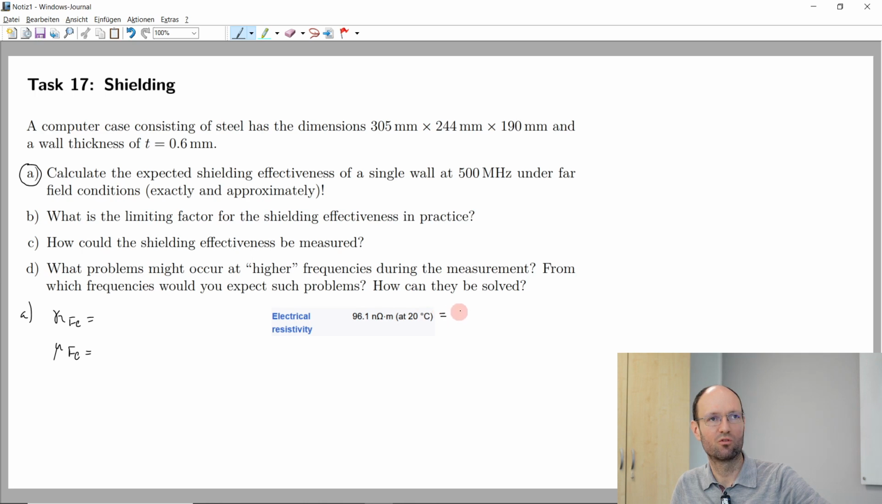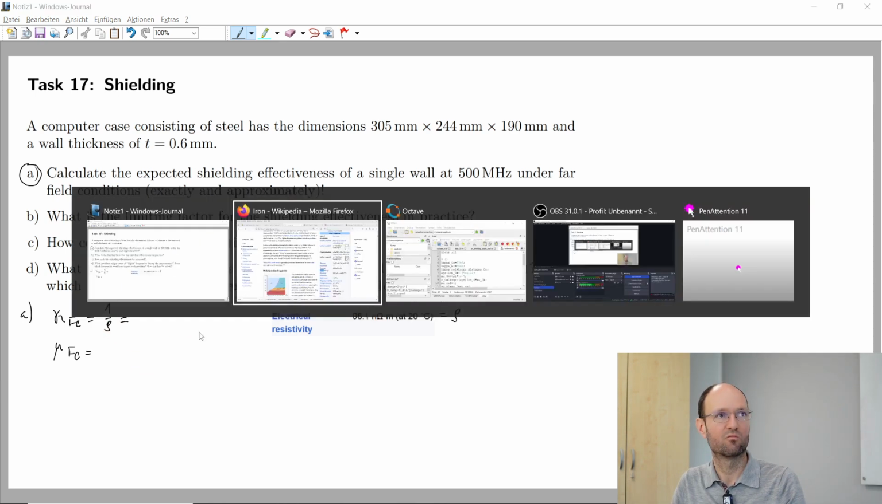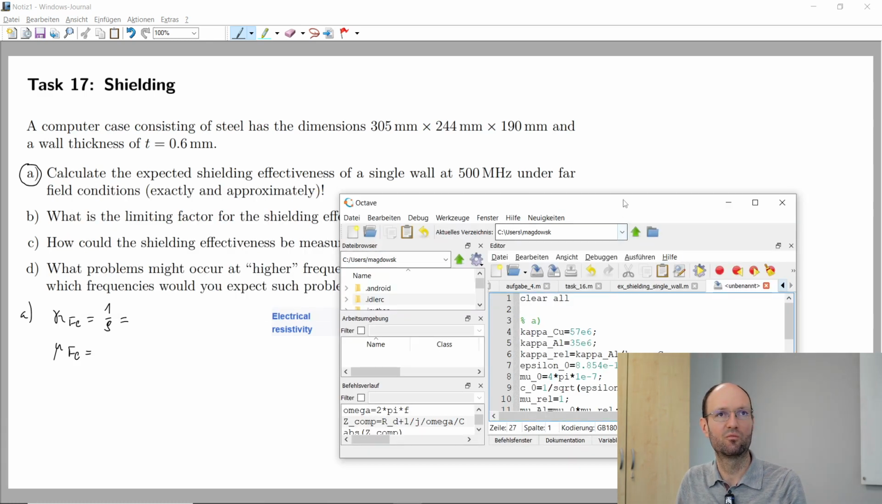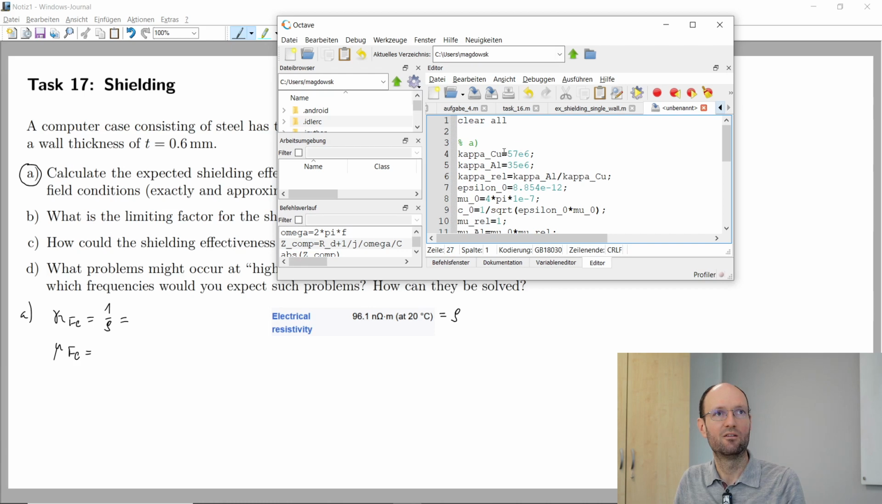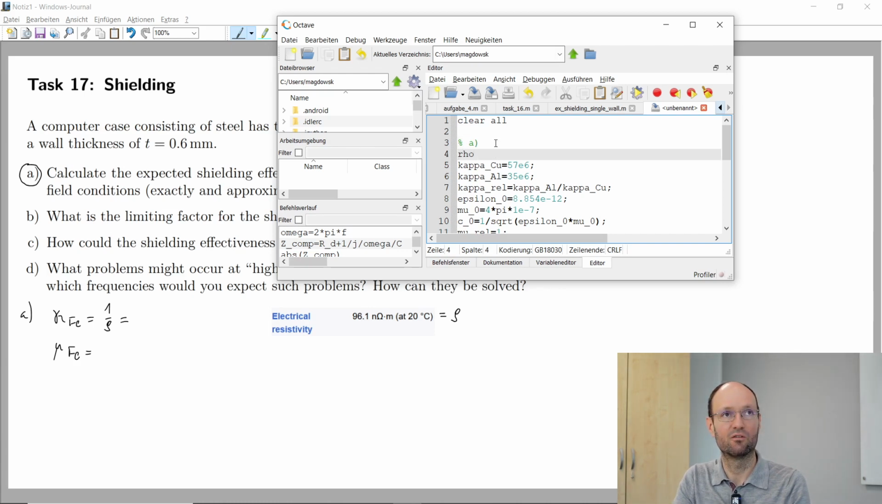Resistivity is what I would call, for example, ρ, and conductivity should be 1 over this resistivity. And so if we go to our Octave script here and insert the value of resistivity of steel, which is 69.1, and then nano-ohm multiplied with meter. So nano is 10 to the power of -9.